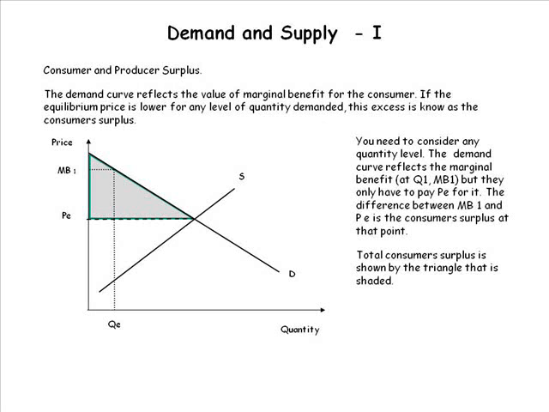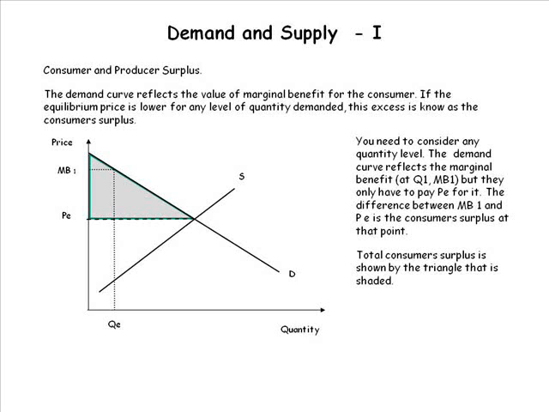So now we come to look at the surpluses. You need to remember that the demand curve reflects the value of the marginal benefit for the consumer. Now, if the equilibrium price is lower than the value of the marginal benefit, then obviously that's going to mean that the consumer has what we're going to call in economics a surplus. The marginal benefit for that consumer is going to be greater than the amount that he has to pay for it.